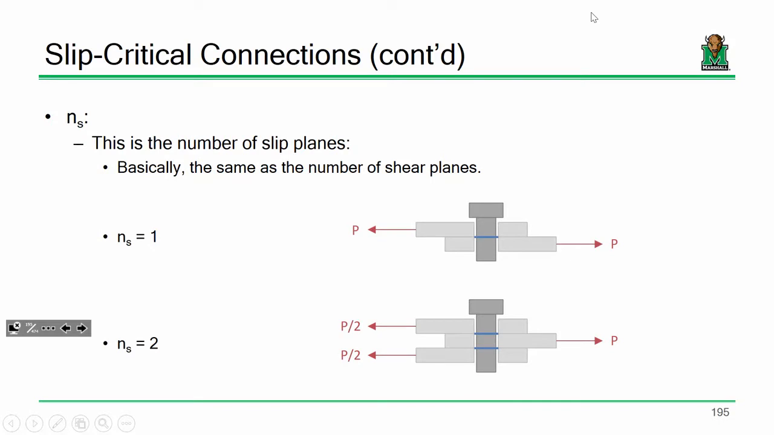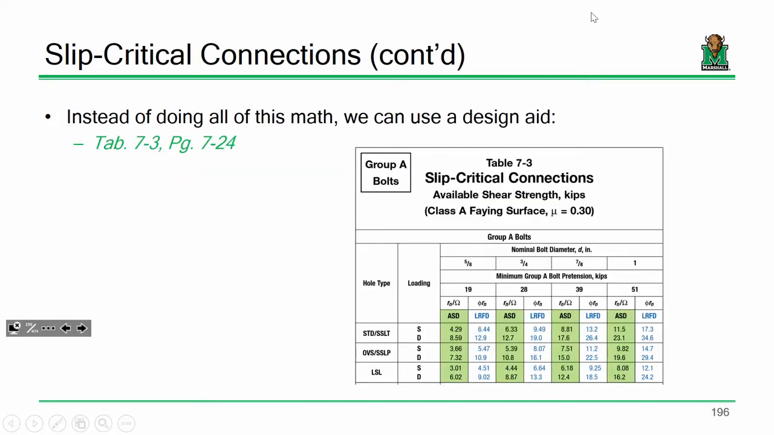Last one is N sub S, which is just the number of shear planes. The number of shear planes and the number of slip planes are the same thing. So more slip planes equals more friction. One of the things to point out is go to your table 7-1. Go to the bolt table. Hopefully you've got that tabbed. Table 7-1 will tell you what the available shear strength of bolts are. Okay? Now watch this. Is everybody with me on here? Table 7-1? Now turn the page.